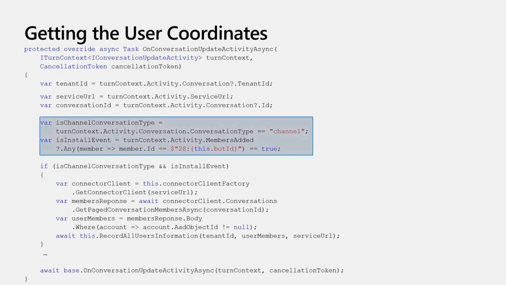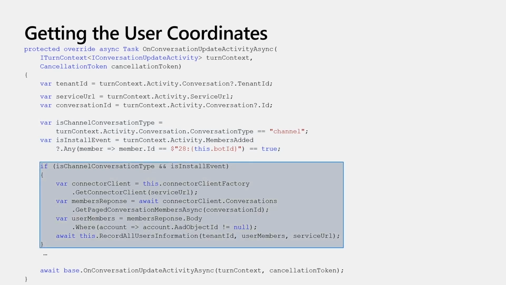Here, we can see the detection of both the location where this update is occurring and if this is an installation event. We check that the conversation is a channel conversation and if the bot was one of the added members. With that information, we can then use the connector client to get all the members of this team. After getting all the user members of the team, the bot then records this information.